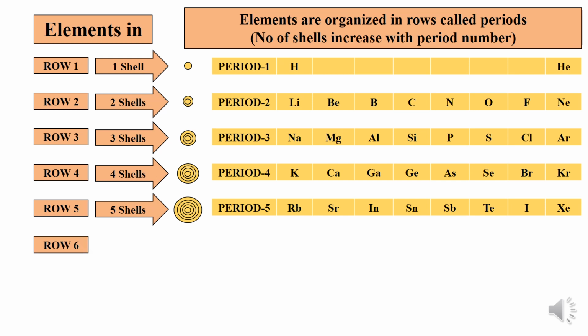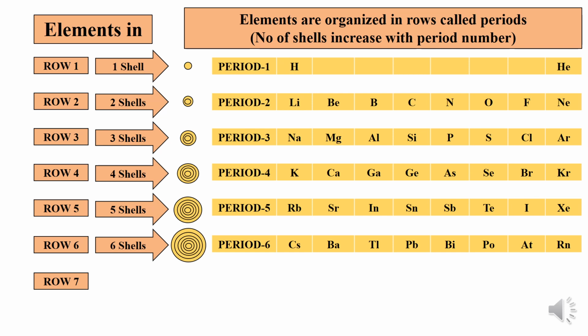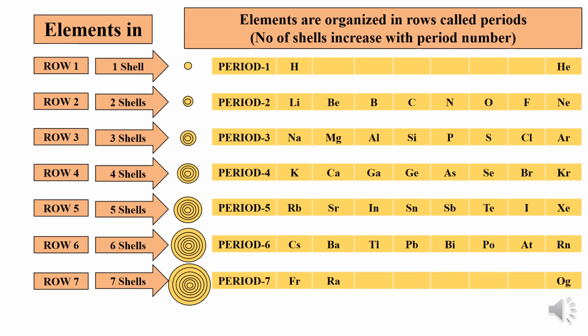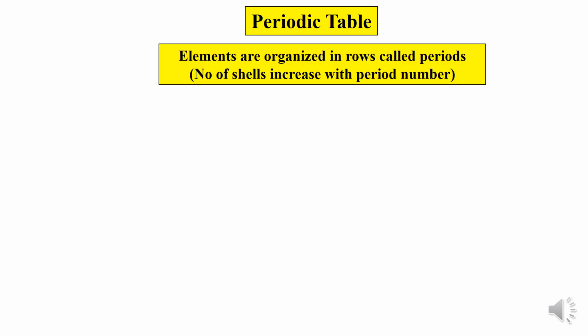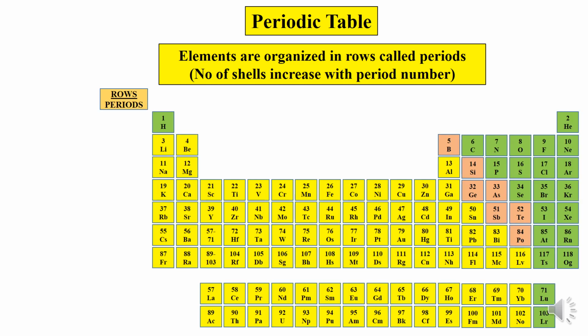Elements in row 6 have 6 electron shells and are called period 6 elements, and elements in row 7 have 7 electron shells and are called period 7 elements. Now, when you take a closer look at the periodic table, you will find elements organized in rows called periods. And the number of shells increases with the period number.